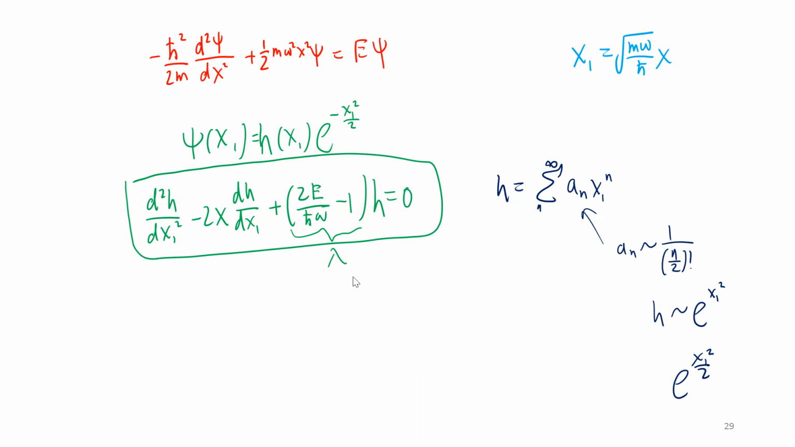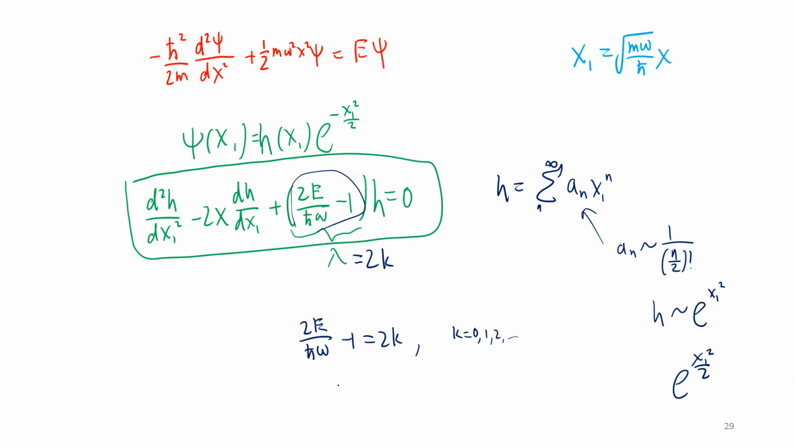In that case, I have a requirement for lambda: lambda has to be equal to 2k, where k is an integer. That is to say, you have a requirement on this parameter: 2E divided by h bar omega minus 1 has to be equal to 2k, where k can be any integer.